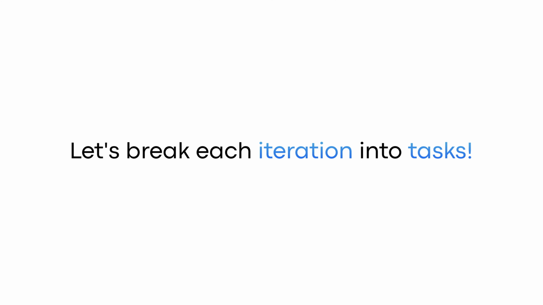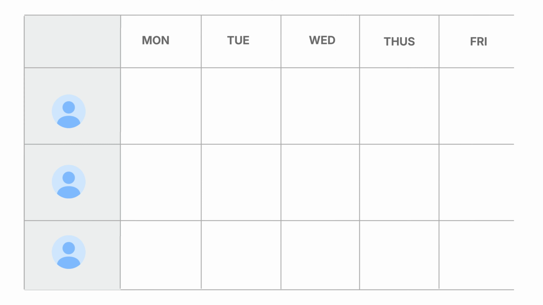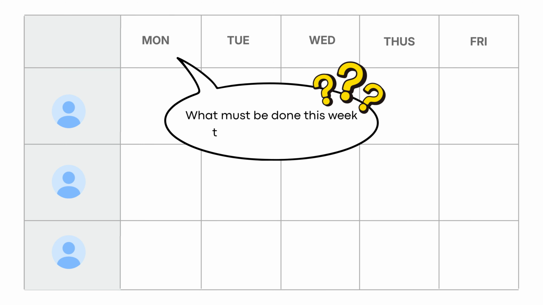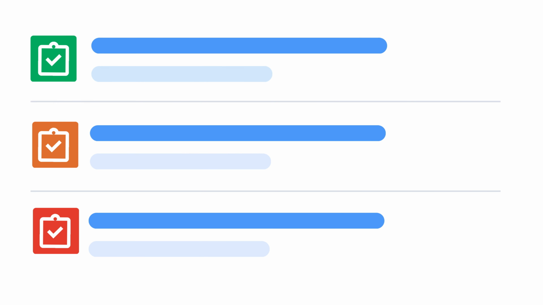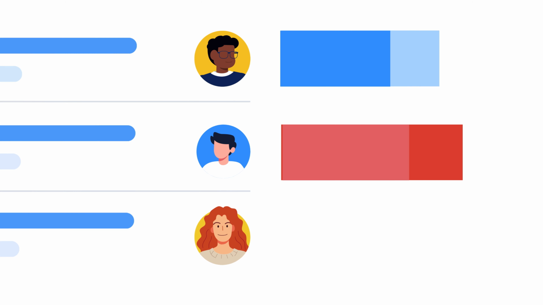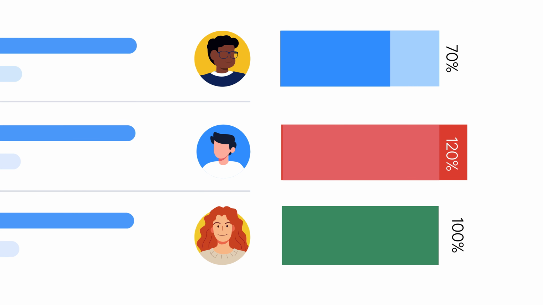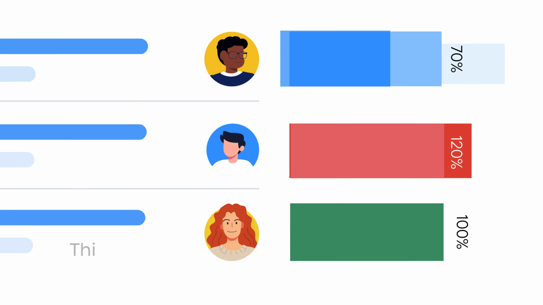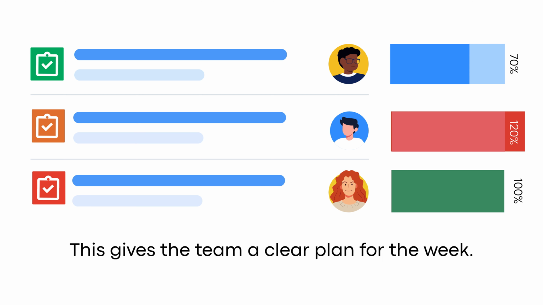So let's break iterations into tasks. Assume an iteration is a week. At the beginning of the week, ask one question. What must be done this week to hit the milestone? Then list all the tasks needed for the milestone. Assign tasks to team members, check if the workload is realistic, and adjust based on capacity and priorities. This method gives the team a clear plan for the week.